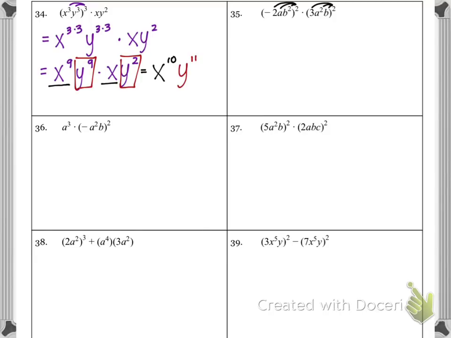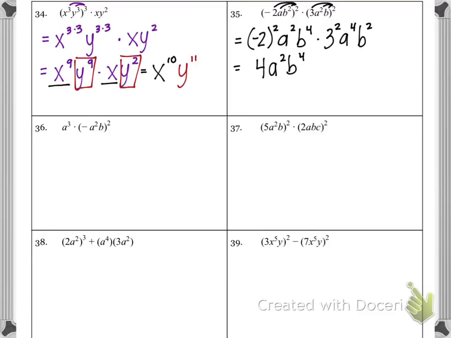Okay, let's do the same thing for 35. So this is negative 2 squared, a squared, b to the 4th. How is it b to the 4th? Because 2 times 2. Times 3 squared, a to the 4th. How is it a to the 4th? Because 2 times 2 is 4. b squared. So let's multiply these numbers first. Negative 2 squared is positive 4. a squared b to the 4th. 3 squared here is 9. a to the 4th b squared.